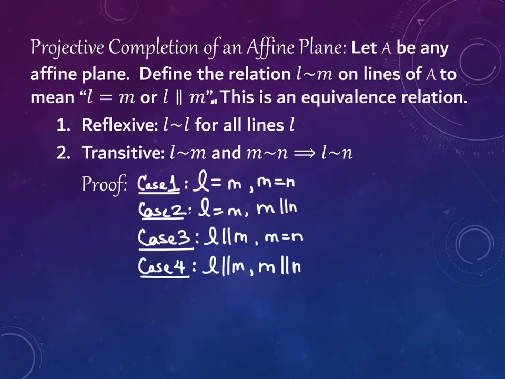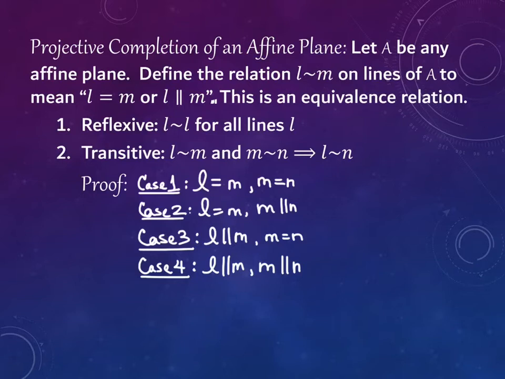And we want to actually be able to show in each case the transitive property, that L is equivalent to, or in the same equivalence class as, N. Okay? And we have to prove them. These are our four cases to prove. The first three prove very quickly, and the last one takes a little bit more work.